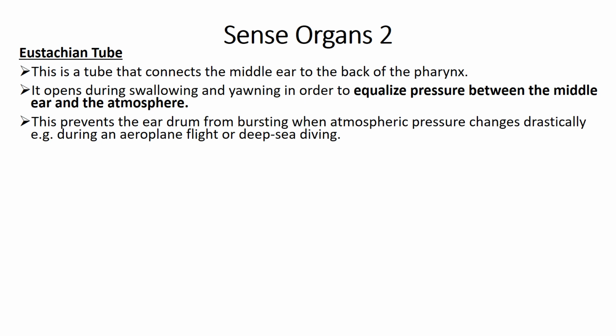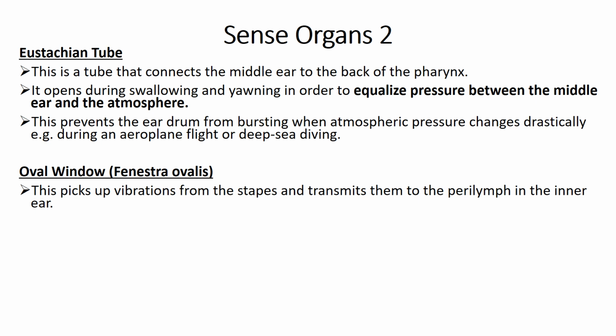Next is the oval window. Remember, the oval window is the one that is connected to the stapes. The stapes is the last of those three bones. So this picks up vibrations from the stapes and transmits them to the perilymph in the inner ear. So in the inner ear, there is a perilymph which receives these vibrations.